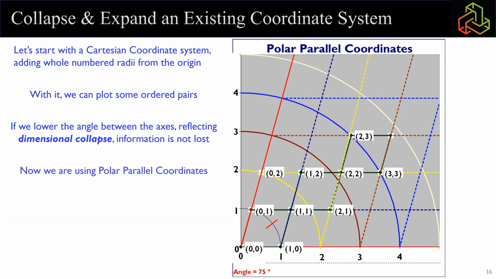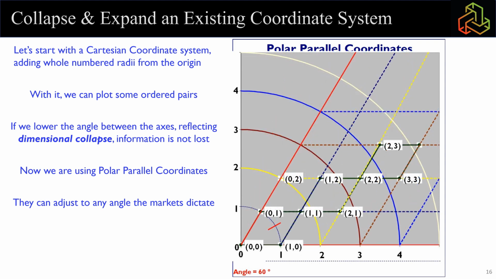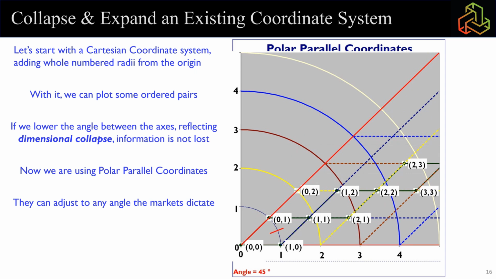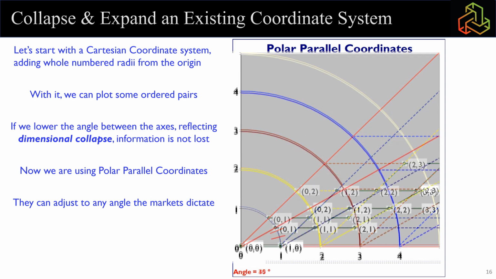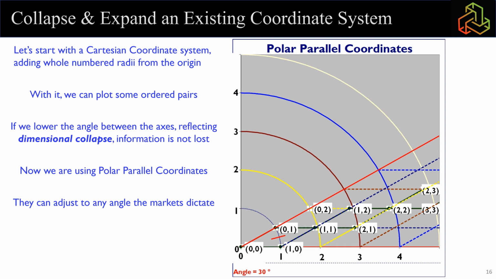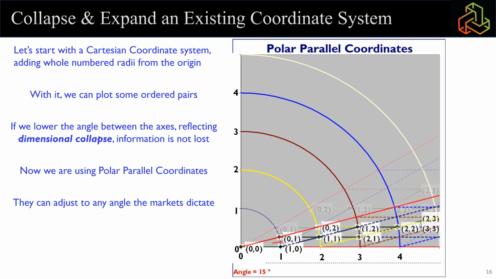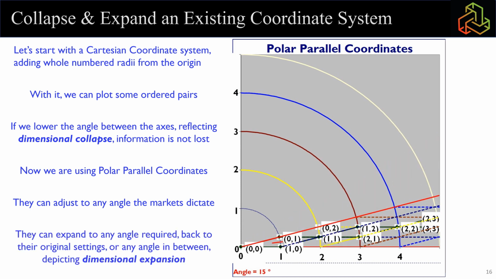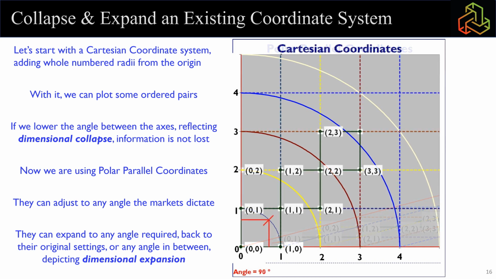Well, you say, maybe we could play that a little bit more. So these are called polar parallel coordinates. And you say, well, do we have a limit to collapsing that? I go, you can collapse them anything you like, just like we could collapse the poster in any position we want to. So we can collapse them down to a really tight angle here. And then if need be, we can take it back to where it was. This would be dimensional expansion. So we got it down to 15 degrees, and now we're expanding it back up.